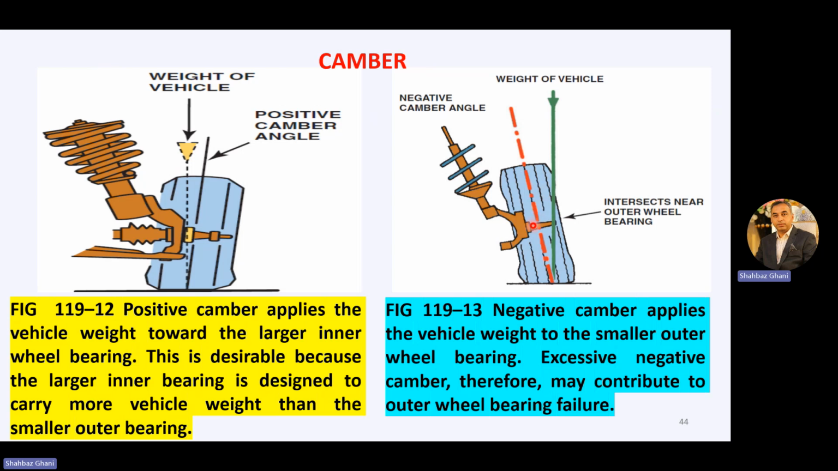Now if we have a negative camber angle, the weight of the vehicle is like this, the vehicle inclination angle is like this. Then the negative camber applies the vehicle weight to the smaller outer wheel bearing. Excessive negative camber therefore may contribute to outer wheel bearing failure. So this will happen if you have a negative or positive camber angle. The weight is shifted to the inner and the outer bearings.